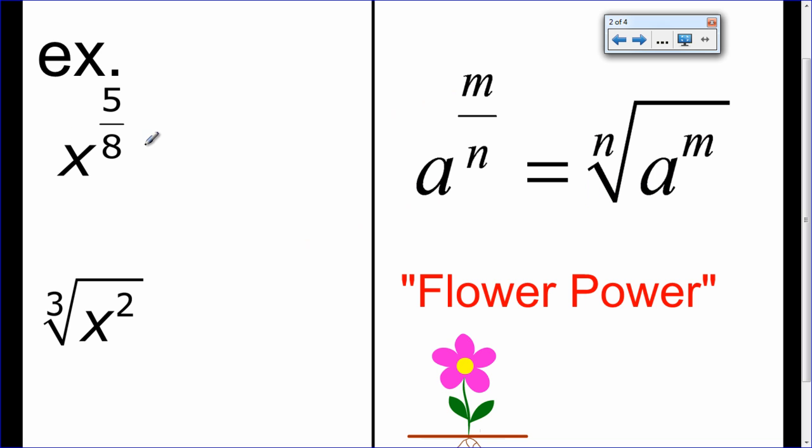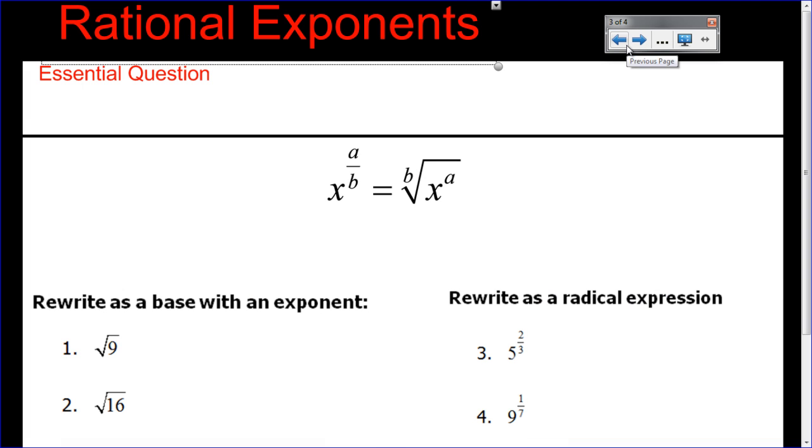So this x to the 5/8 power is the same thing as the 8th root, because it's on the bottom, of x to the 5th. Now if we're going to take it apart, the base is what's inside. This is the flower, so it goes on top. This is the root, so it goes on the bottom, so it becomes x to the 2/3 power. So it's just backwards. So you go back and forth. Just try to remember flower power. Okay? So let's practice a few.